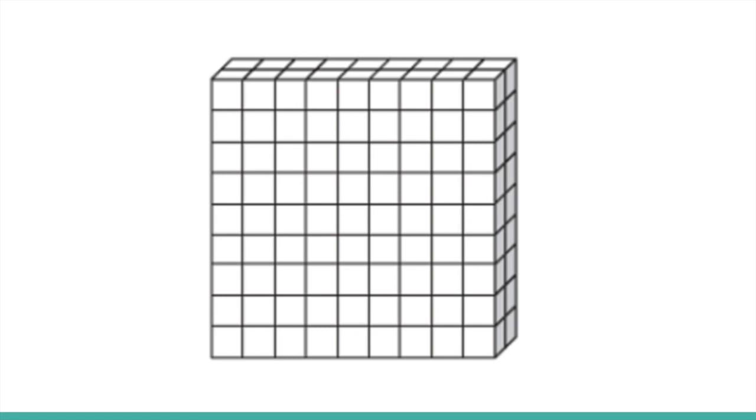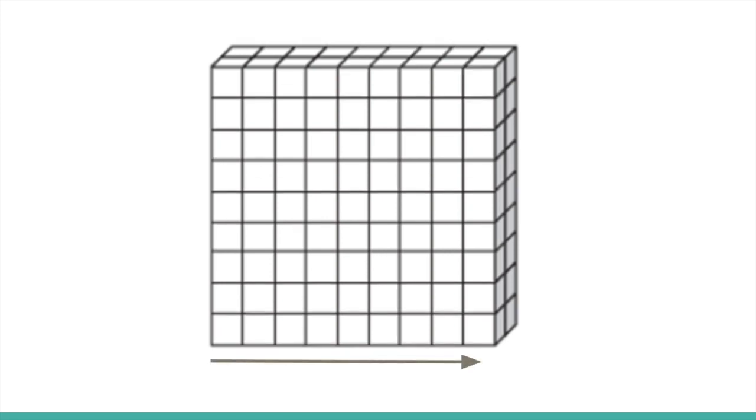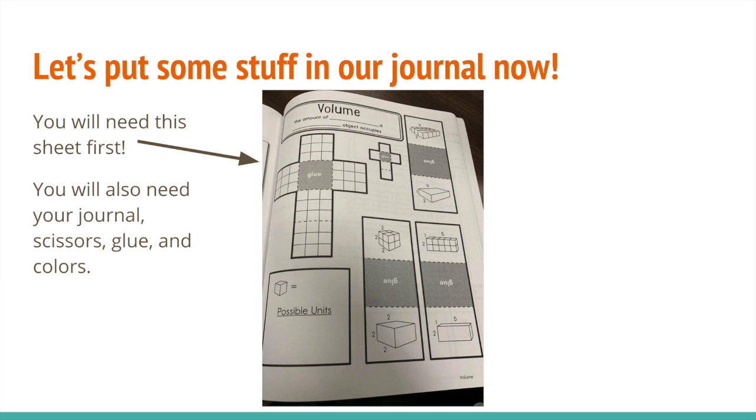It's 162 cubic units. The length is 9. The width is 2. And I know that 9 times 2 is 18. The height is 9. And when I worked out 18 times 9, I got 162.